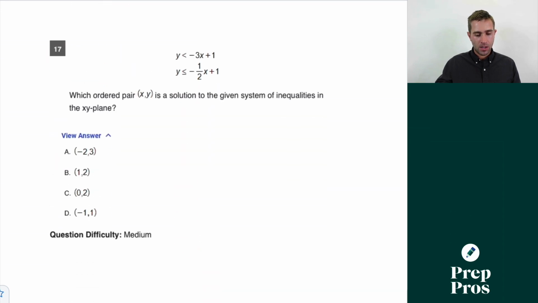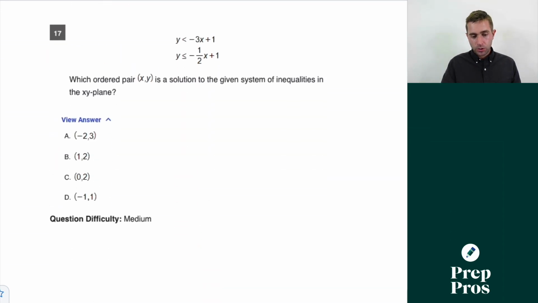Question 17. Which ordered pair is a solution to the given system of inequalities in the xy plane? Well, the easiest way you can always approach these questions is just take your different answer choices and plug them in and see if it's true for both equations here.